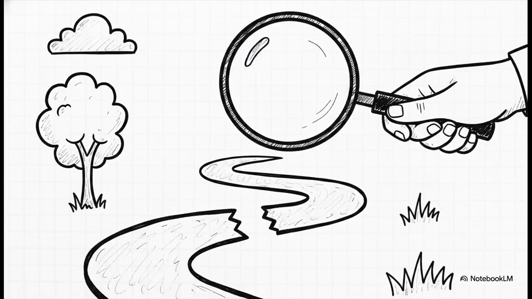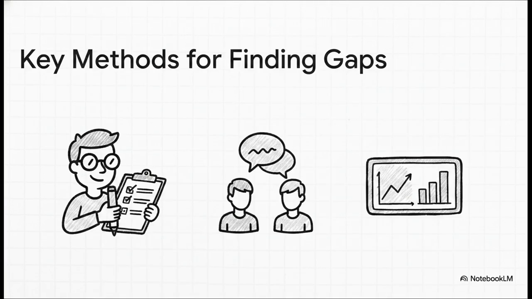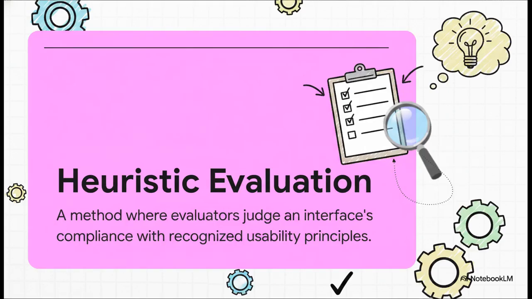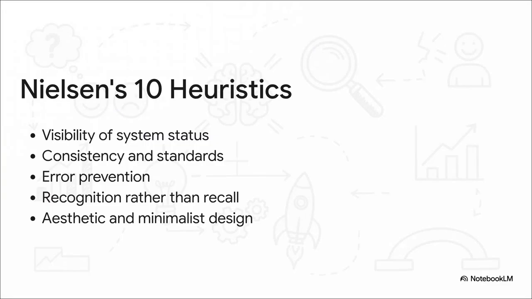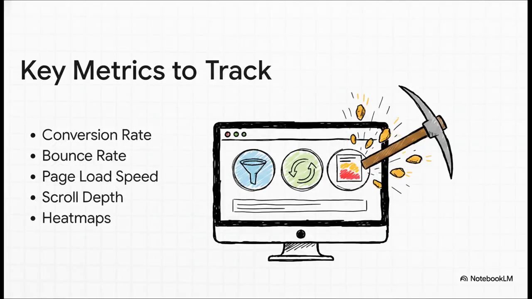All right, now for step 1. How in the world do you actually find these gaps? It's all about using a mix of expert reviews, real user feedback, and just looking at the data. Basically, it's an expert review using a best practices checklist. It helps spot common problems really fast. Principles like these are the go-to checklist for finding spots where a design might just trip people up. Oh yeah, your analytics are pure gold. These metrics tell you exactly where users are getting stuck.